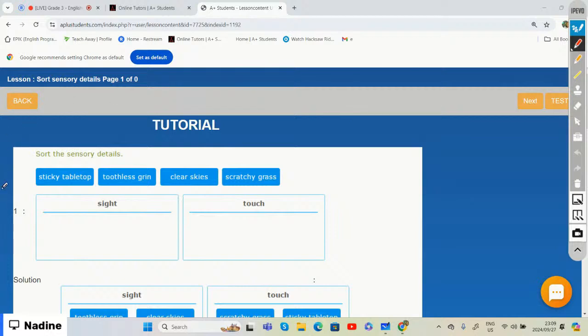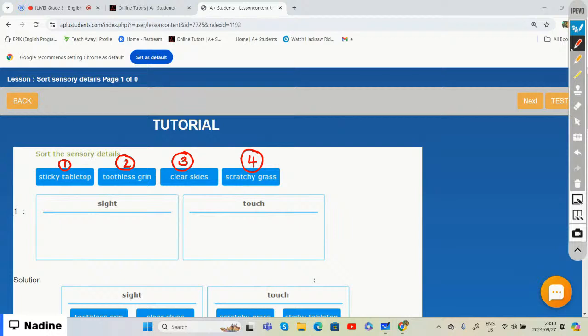But now, if we look at these words over here, I'm going to put numbers by the words, right? Then you can tell me number one is sight or number one is touch or so on. So, sticky tablecloth, number one. Toothless grin, number two. Clear skies, number three. And scratchy grass, number four.